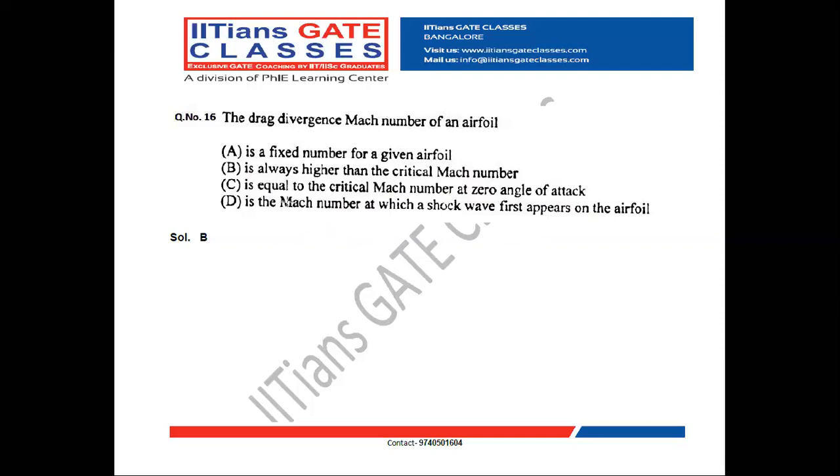So first, option A, it's a fixed Mach number. It's a fixed number for a given airfoil. It is not a fixed number for a given airfoil.